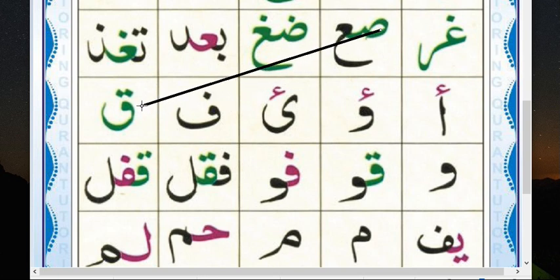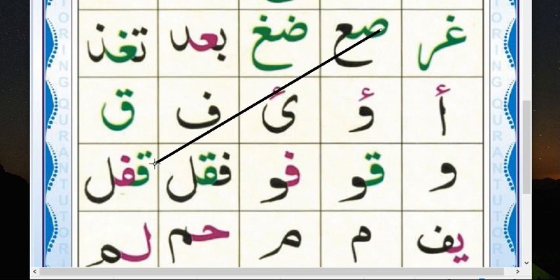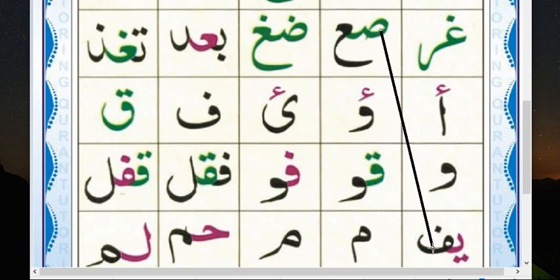Fa, qaf, waw, qaf waw. Fa waw. Fa and qaf have the same shapes, but qaf has two dots upside, fa has one dot upside. Fa qaf lam, qaf fa lam, ya fa.